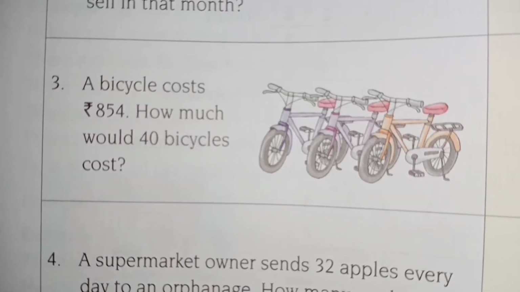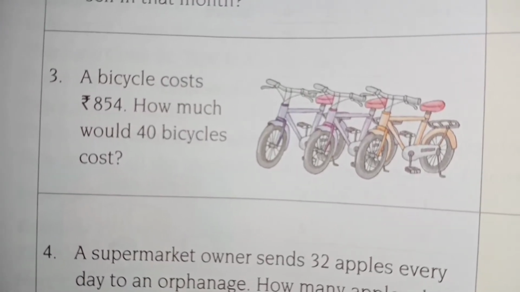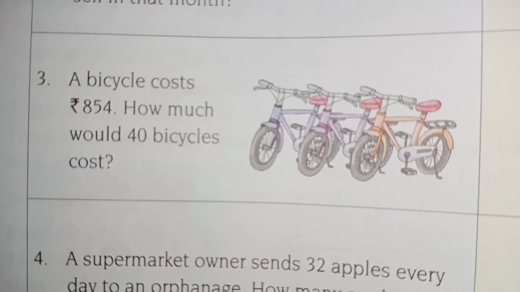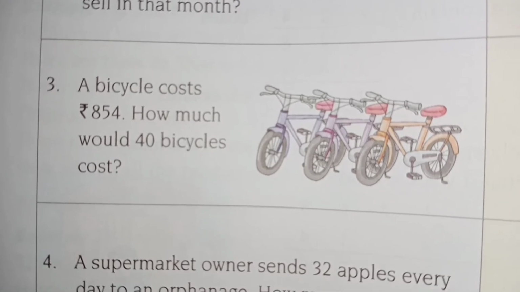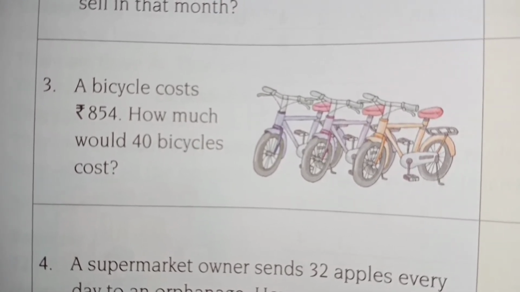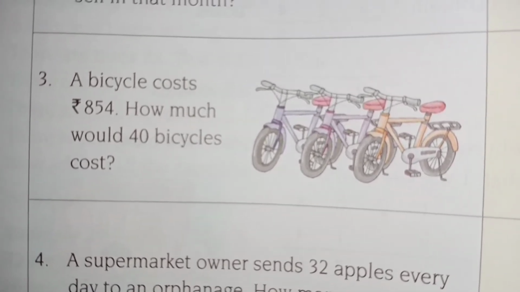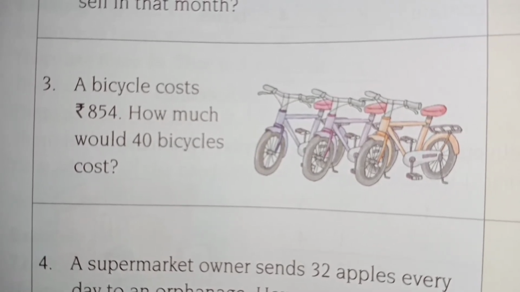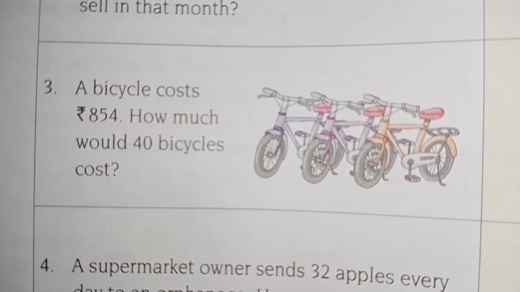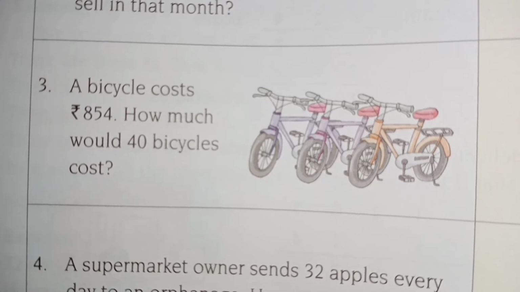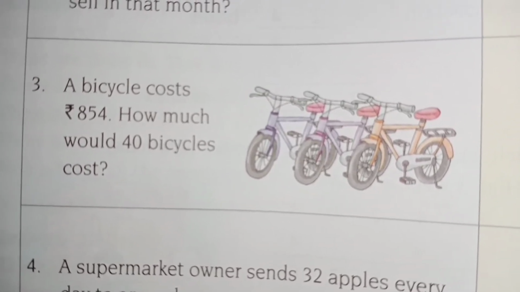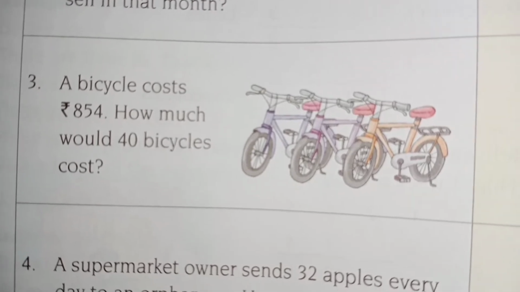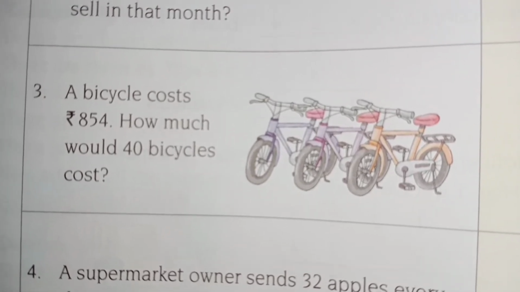Question number 3 will be homework. Okay, it is easy. Now I'll explain it so that you can do it. A bicycle costs rupees 854. How much would 40 bicycles cost? So what do you have to do? You have to multiply. You will write: cost of one bicycle equals rupees 854. And in the next step you will write: cost of 40 bicycles is equal to 854 into 40, and whatever you get, you will write that, and that will be the cost of 40 bicycles.